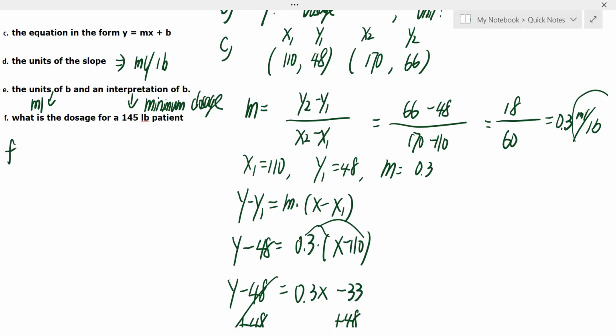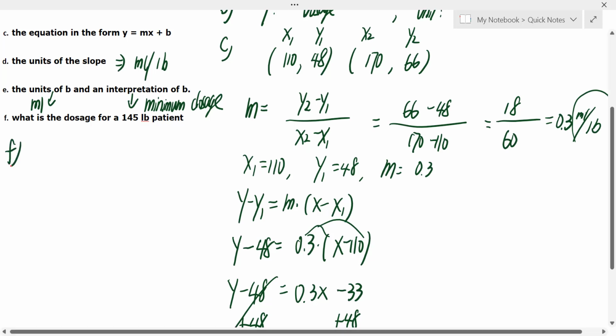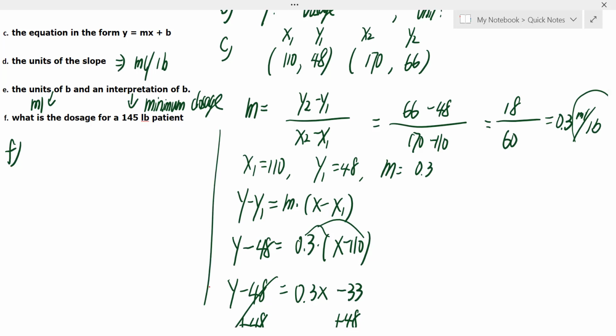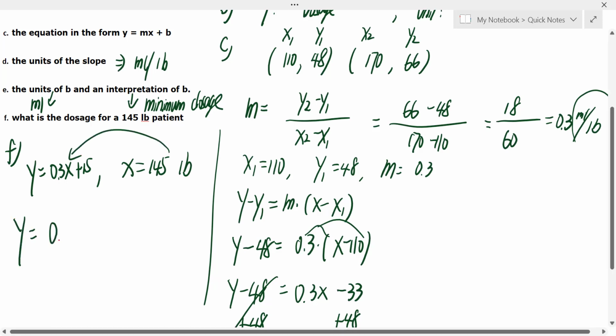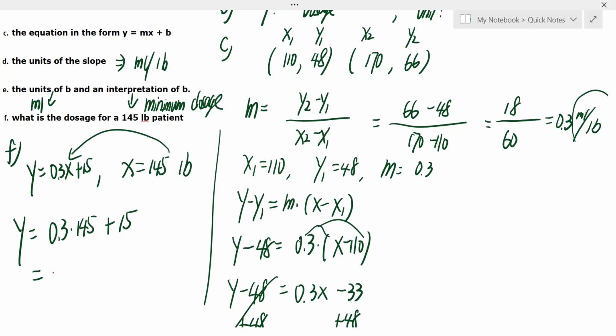Then part F is what's the dosage for a 145-pound patient. Now, since we have the linear equation representing the relationship between the weight of the patient and dosage, the y value equals 0.3x plus 15. The x value is 145 pounds. So replace x with 145, solve for y. Y is the dosage: 0.3 times 145, adding 15. And 0.3 times 145, I think it's 43.5, but we'll double check.